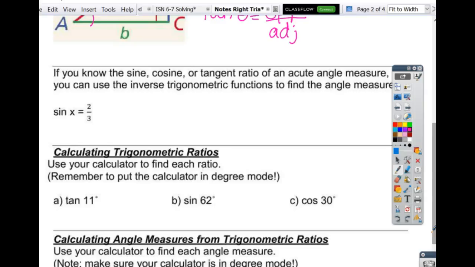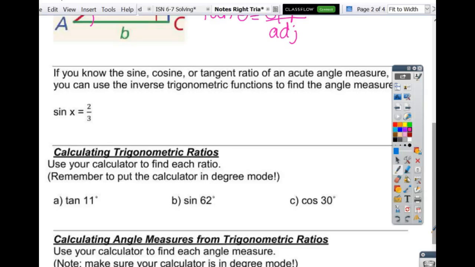So, if I'm given this, the sine of x equals 2 over 3. So, I'm looking for what angle makes a sine of 2 over 3. Okay? So, if I'm solving an equation, what's the opposite of x squared? Like if I want to undo the x squared, I take the square root. What's the inverse of the x cubed? The cube root.